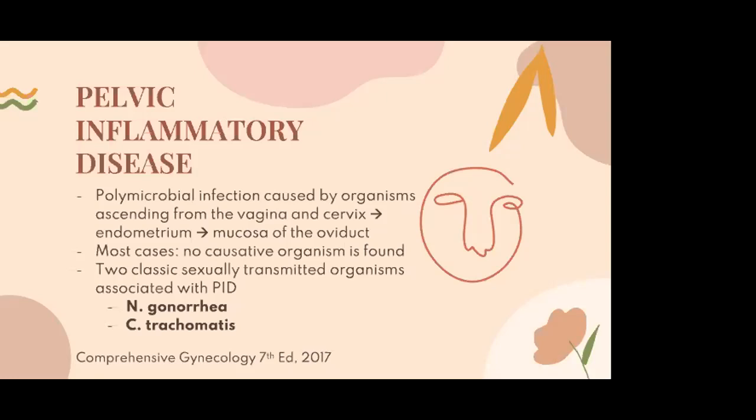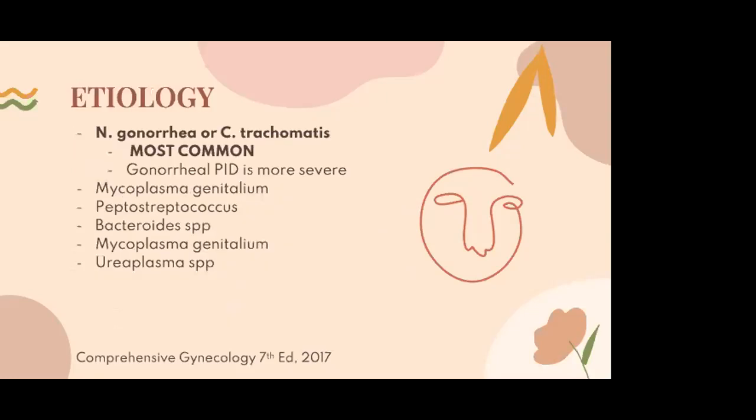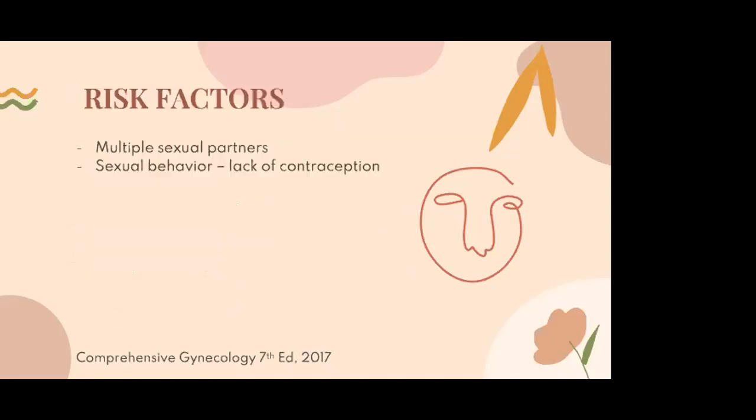So in most cases, there's no causative organism found, but the two classic sexually transmitted organisms associated with PID are gonorrhea and C. trachomatis. Gonorrheal PID is said to be more severe in terms of presentation. Some other etiologic agents include Mycoplasma genitalium, Peptostreptococcus, Bacteroides, and Ureaplasma. So the risk factors would include multiple sexual partners and the lack of contraceptive use.